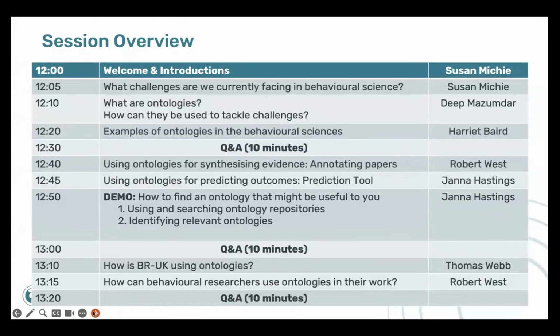Then Robert West will talk about using ontologies for synthesizing evidence, and Janna Hastings on using them for predicting outcomes. Then we'll have a couple of demonstrations that Janna will lead on, then another 10 minutes of Q&A. Then Tom Webb will talk about how BRUK is using ontologies. And finally, Robert on how behavioural researchers can use ontologies in their work.